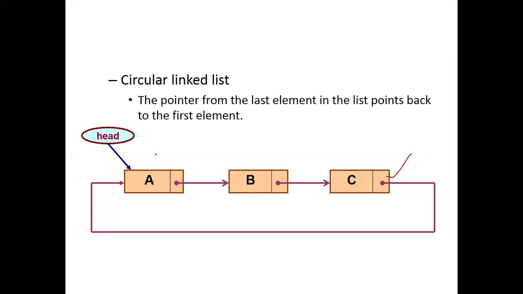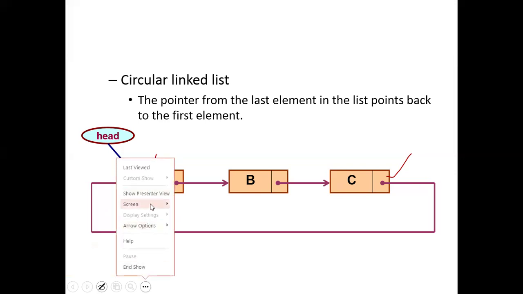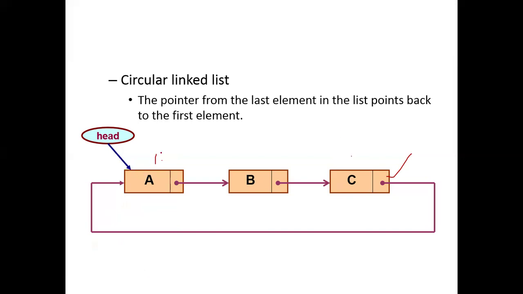For example, if this is 100, this is 200, I'm just mentioning the memory allocation of each node, this is 300. The next pointer of A will have the value 200. The next pointer of B will have the value 300. The next pointer of C will have the address of the first node in the list, the head pointer, so the next pointer will have the value 100.